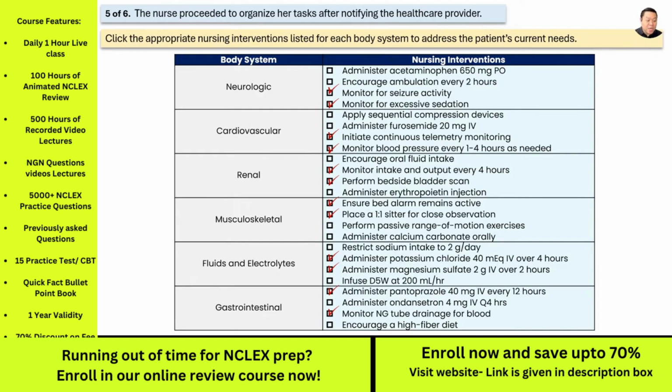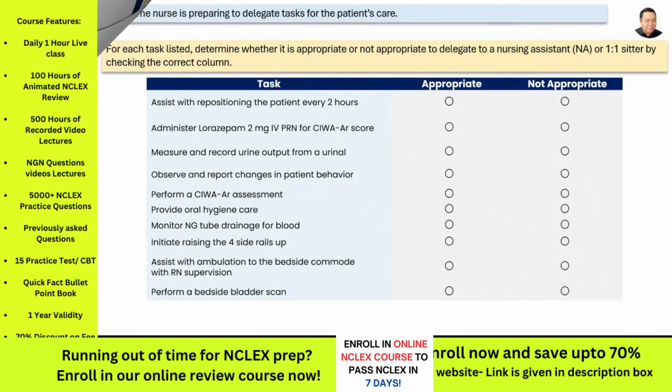Now, another option, encourage a high fiber diet. Our patient is currently NPO due to the active GI bleed. And so a high fiber diet this time can risk irritation or rebleeding, or it can exacerbate the gastrointestinal bleeding. So this is contraindicated around this time. All right. So I hope that you're able to capture all those correct answers and capture those distractors. Let's move on to our 6th test item here.